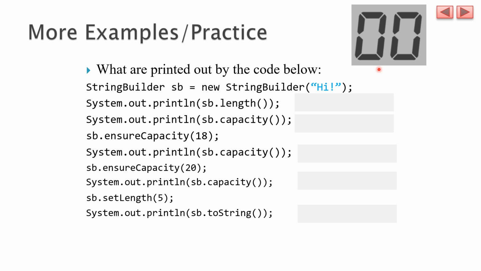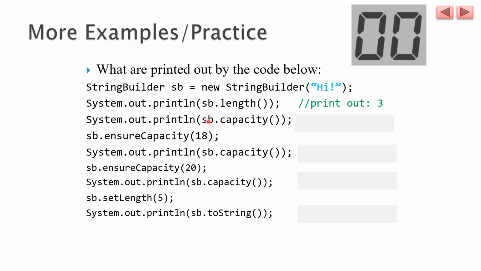Alright, 10 seconds have passed. Now you can see the correct answer, which is quite obvious. For the first one, it just displayed the length of sb. So the length would be equal to the number of characters in the string content of the object sb. So that is 3.